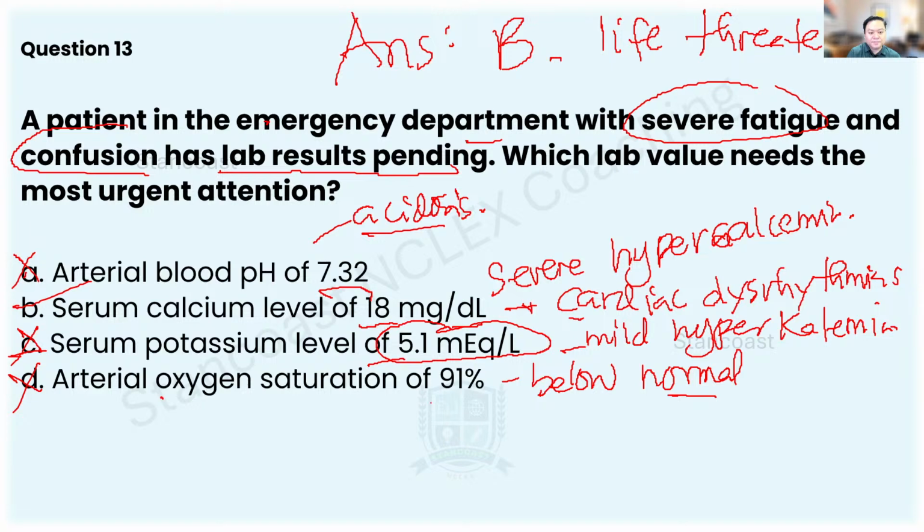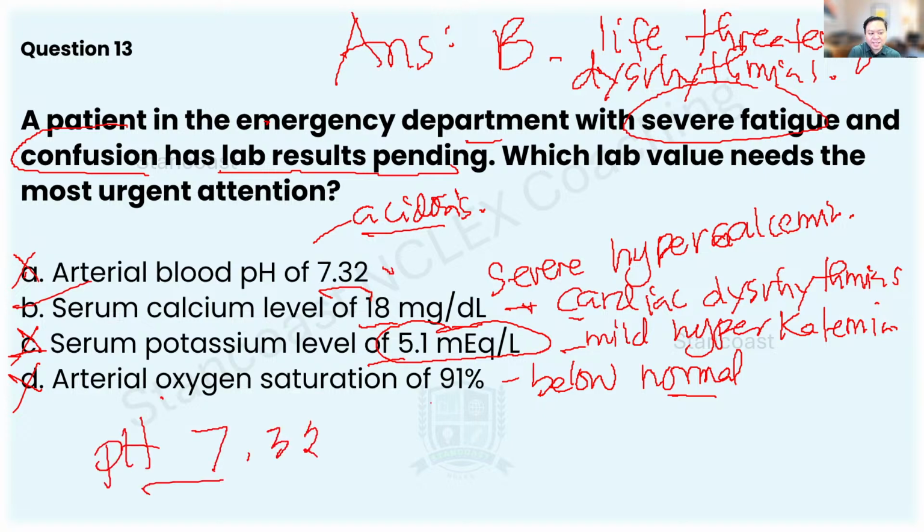Life-threatening dysrhythmias. And of course, if you're just going to base on the value of 7.32, I know that this is acidosis, but the information is so incomplete. 7.32 pH, for me, is meaningless because it's just the pH.